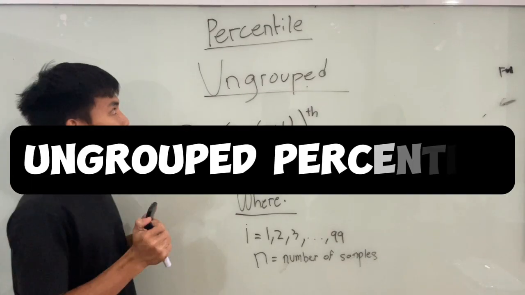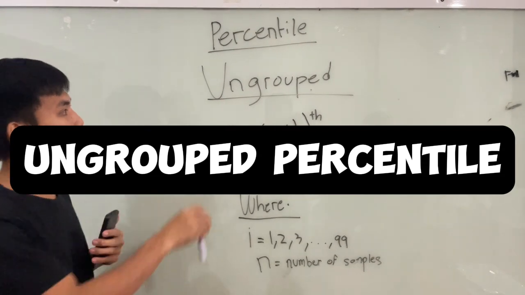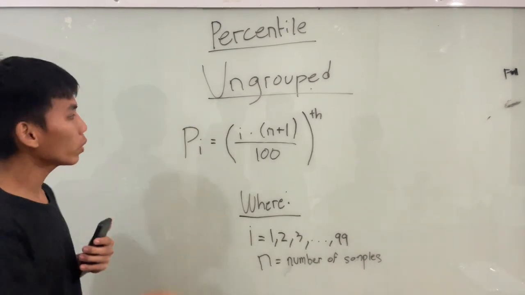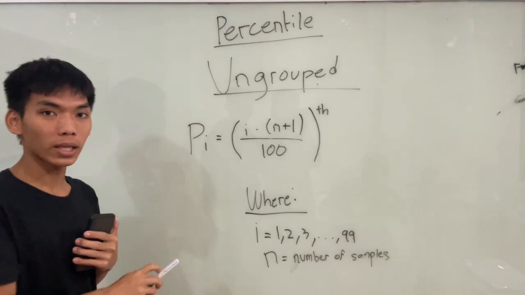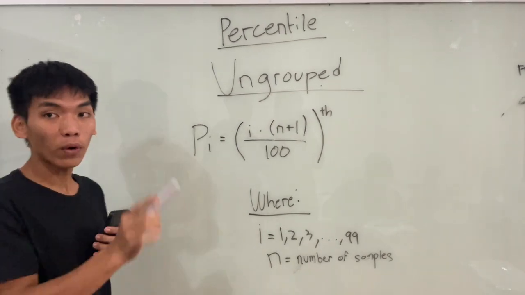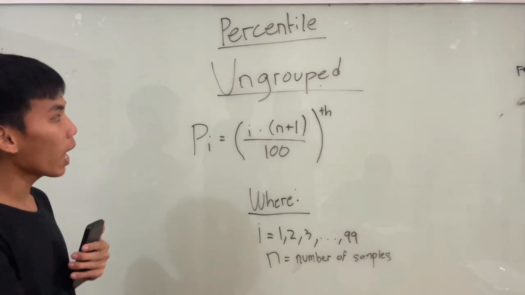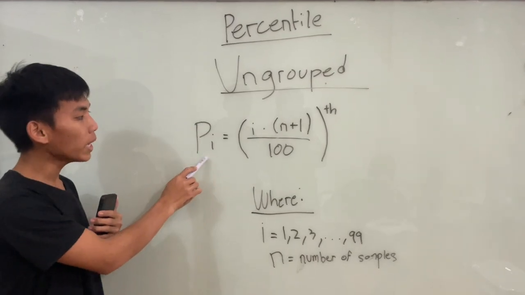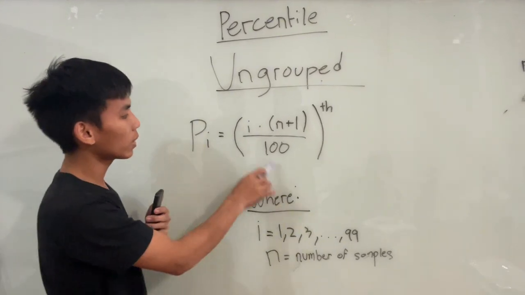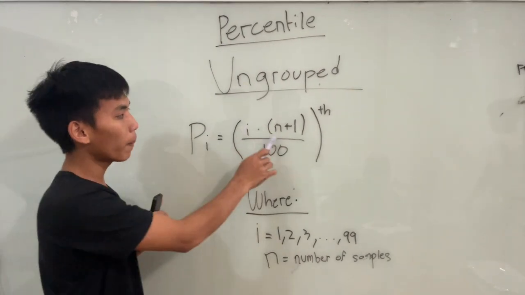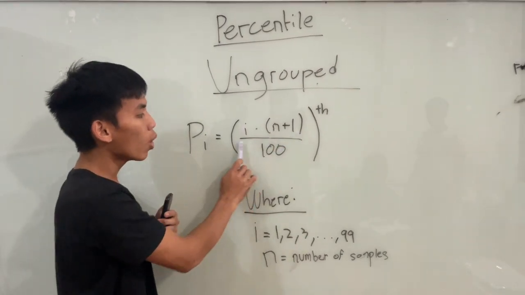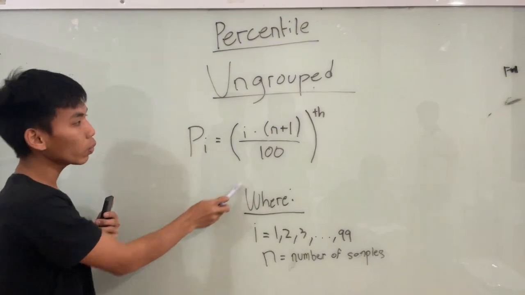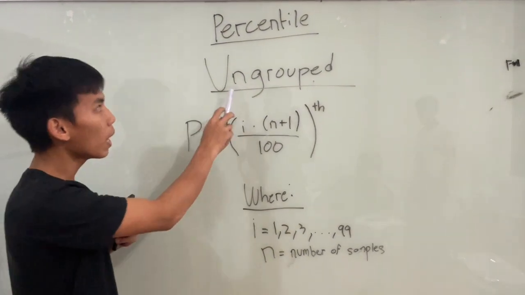Okay, so first na i-discuss natin is yan yung ungroup percentiles. Okay, so itong nakikita natin dito sa whiteboard is yan yung formula or basic formula ng tinatawag natin na ungroup percentiles. Okay, so pinaka-first na formula niya is Pi equals to parenthesis i times parenthesis n plus 1 over 100. Okay, so ito yung basic formula ng ungroup percentiles.